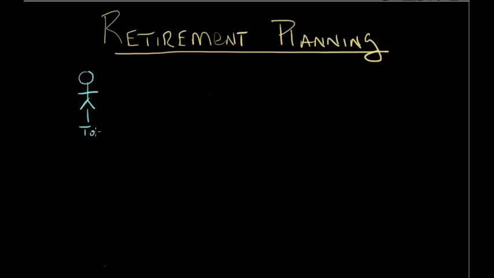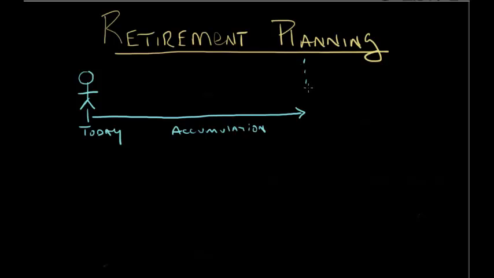This is today, wherever we're at. We're going to make a decision to start saving money. This is our accumulation. At some point in the future, you choose the date. Let's say it's age 65. Then we're going to go into our distribution phase.